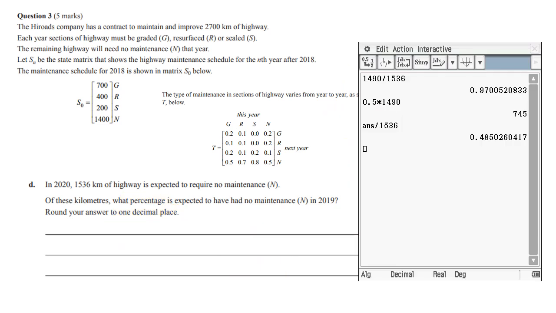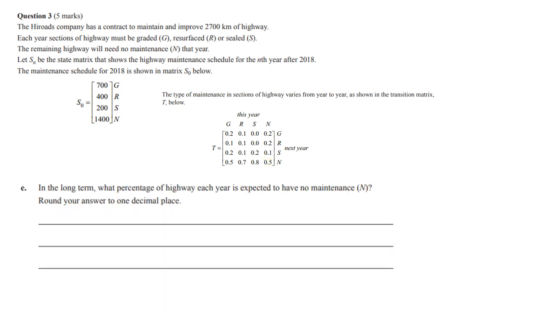What most people got wrong on the calculator was they just did 1490 divided by 1536 and got 97%, which was the wrong answer. You need to do 0.5 times the 1490 because of this 0.5. That got you 745. Divide that by 1536, and you get that as a decimal, and you should be able to do that in your head really, that it is 48.5%.